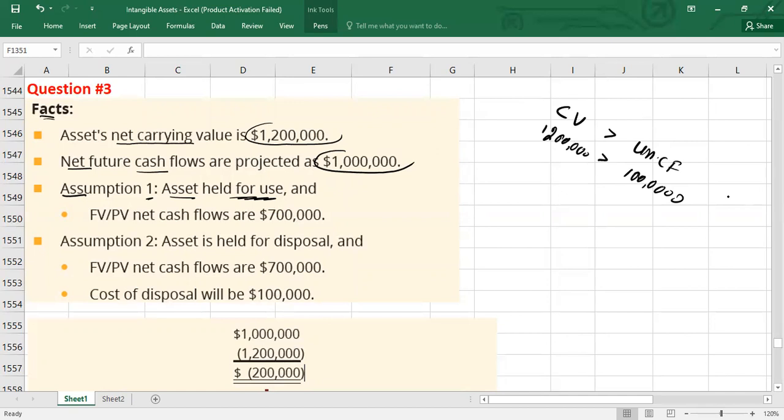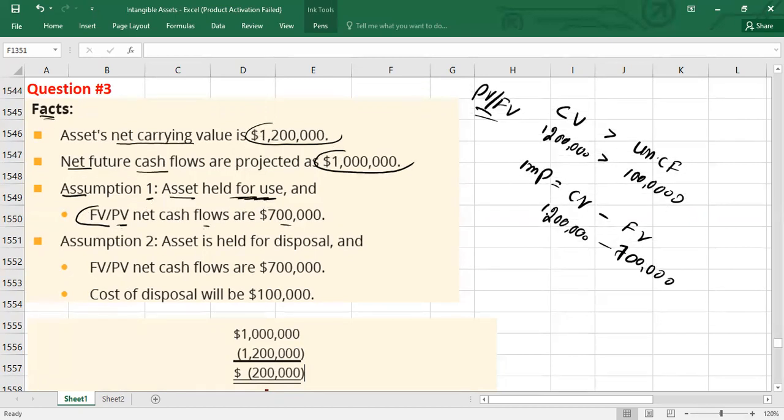But if you want to calculate the impairment, this was the recoverability test. Now to calculate the impairment, impairment will be equal to carrying value minus fair value. Carrying value is 1.2 million, minus fair value. Here he told you fair value, FV, or present value, because sometimes present value of future cash flows is considered as fair value, by the way, in finance. So if it is given as a present value, you can assume it's fair value if he didn't tell you fair value separately. So your fair value of net cash flows is 700,000.